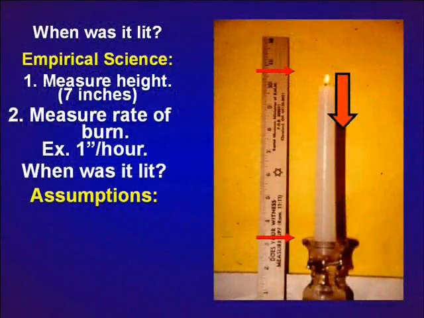So let's do some empirical science here. You walk into a room, you see a candle lit. Okay, how are you going to know when it was lit? Well, we can look at it, we can measure it with a ruler here, and we can figure out, okay, it's 7 inches tall. Then we can stare at it for a couple hours and see that, oh, it's burning at a rate of 1 inch per hour.